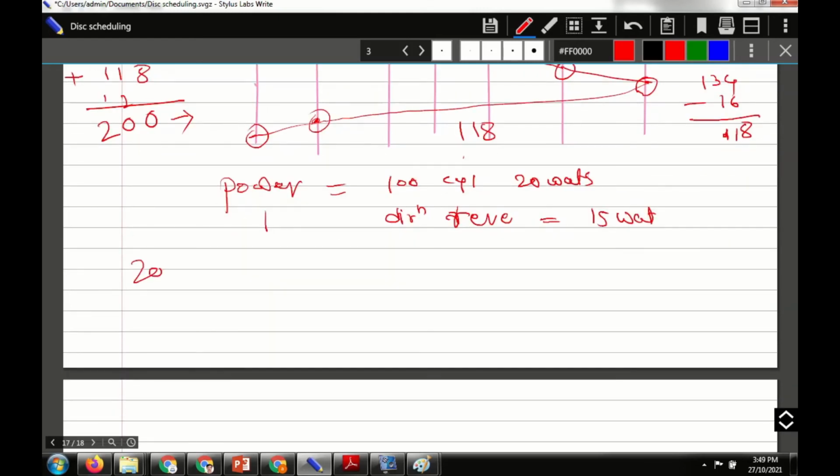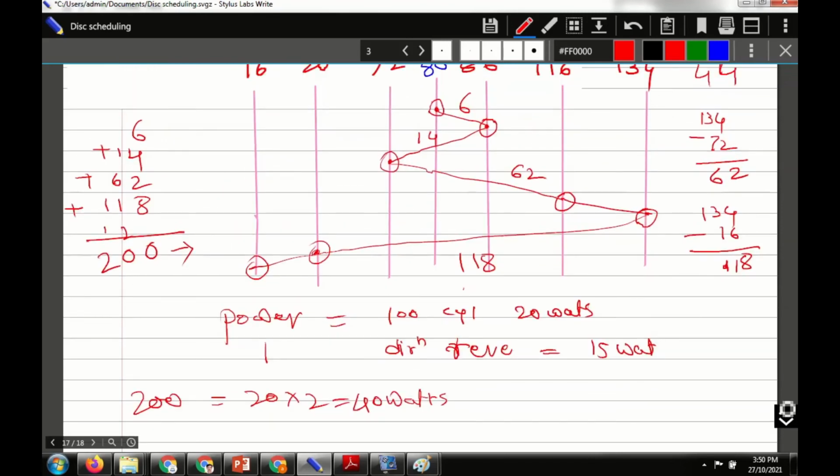Okay, so we have calculated the movement. The total movement is 200. For 100 movement it requires 20, so for 200 movement it will require 40, that is 20 into 2. For 100 it is 20, which means 200 is twice that. So 20 into 2 equals 40 will be required for moving the cylinders.